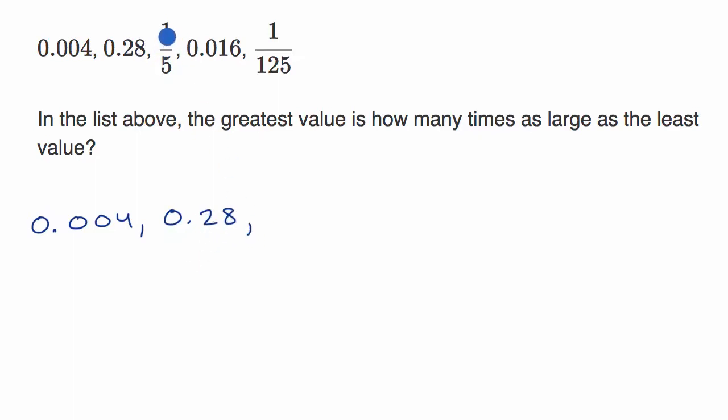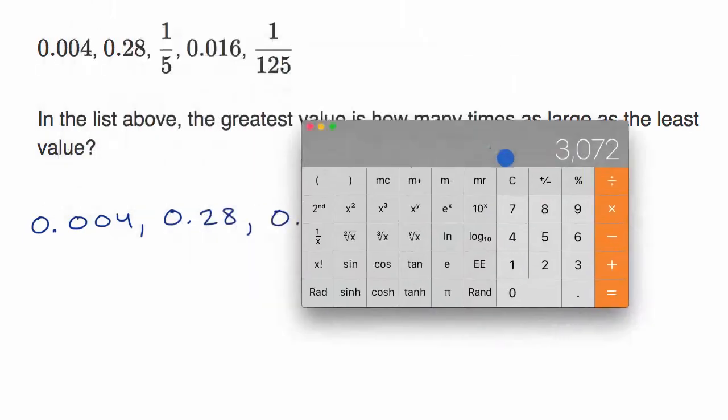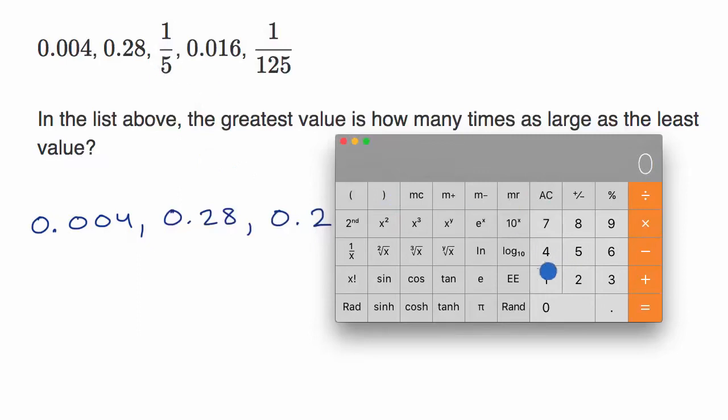To convert that into decimal, you could go to your calculator, or a calculator is allowed on the Praxis. You could do 1 divided by 5, or you might recognize that 1/5 is the same thing as 2/10, or 0.2. Either way. The next one is already a decimal, 0.016, or 16 thousandths. And then 1 over 125, that might be pretty useful to get a calculator out for. Just to show you what I did before, for the 1/5 you could have just done 1 divided by 5, and you would have gotten 0.2. But 1 divided by 125 is equal to 0.008, or 8 thousandths.